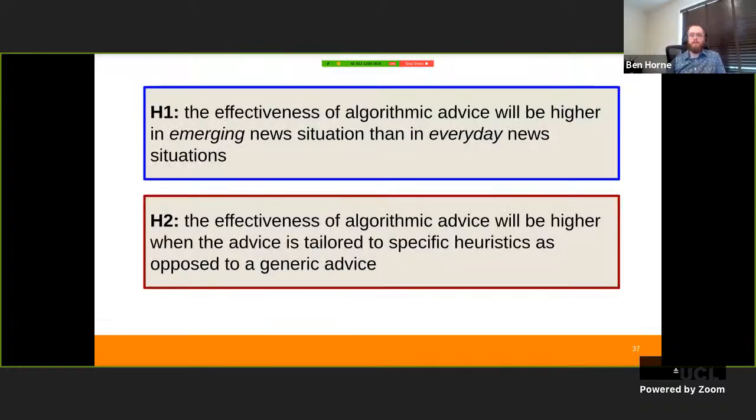And based on study 1, we're going to hypothesize 2 things. We're first going to hypothesize that the effectiveness of algorithmic advice will be higher in this emerging news category, because we're sort of assuming or hoping that prior beliefs won't be set, thus the warning label will be more effective than it is in this everyday news category on climate change and vaccination, much before sort of the COVID-19 vaccine. The second hypothesis is that the effectiveness of the algorithmic advice will be higher when it's tailored to one of these heuristics, either the source heuristic or this content heuristic, as opposed to this generic warning label.